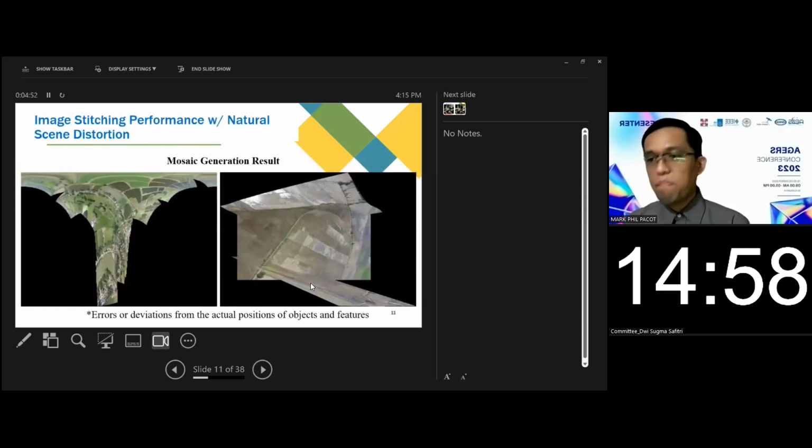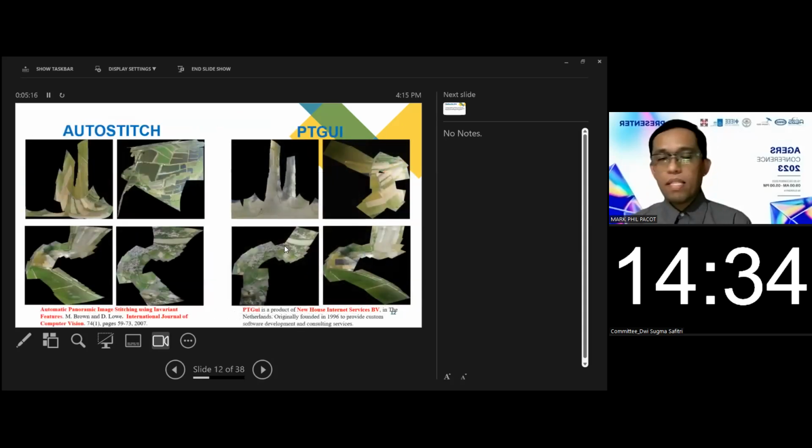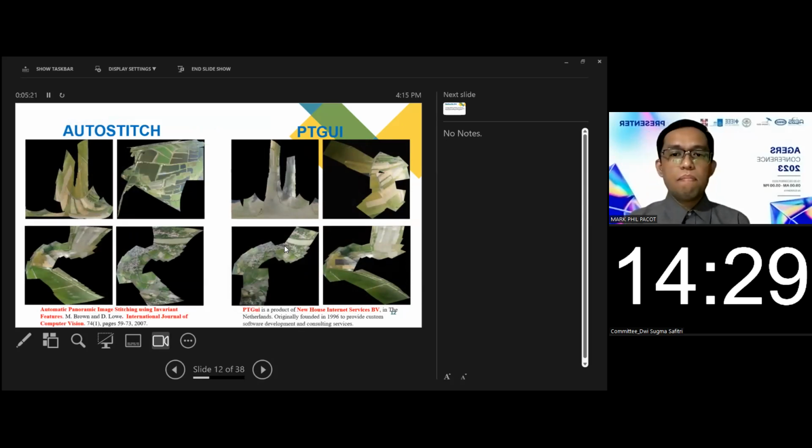However, when we performed experimental analysis on this existing framework, we found this result, wherein it has errors or deviations from the actual position of objects and features where images contain natural scene distortion, or basically a scene disorientation on the 2D plane. We also tested other software in the field of geodesy like AutoStitch and PTGui, which suffered similar results.